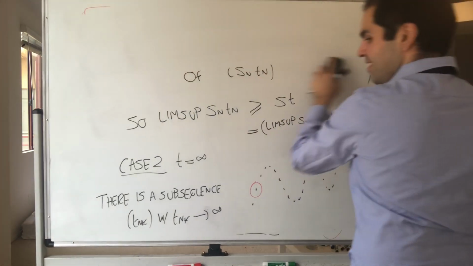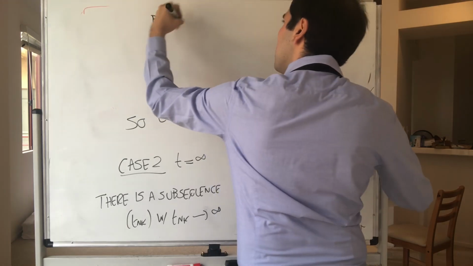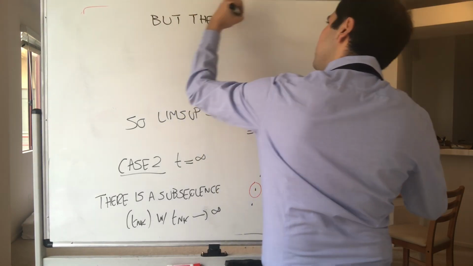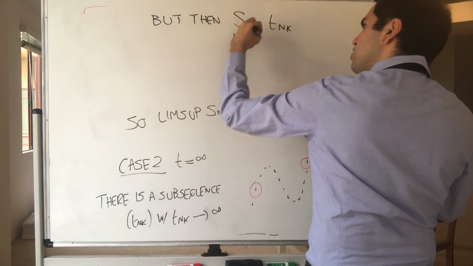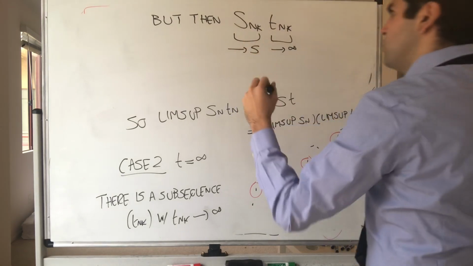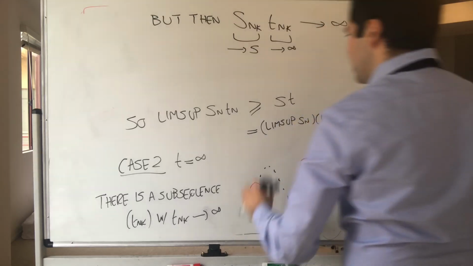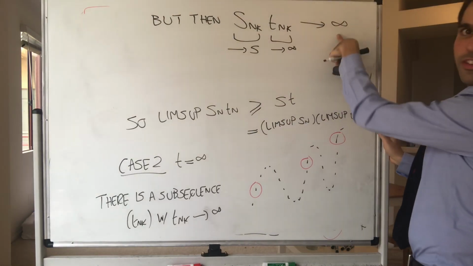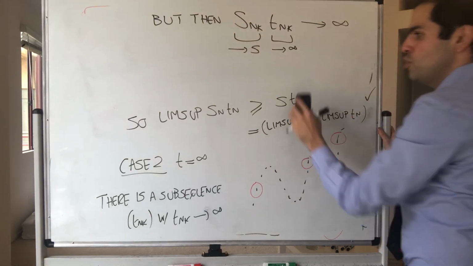Okay. But then, what do we know? You see, Snk times Tnk. Well, this goes to S, and this goes to infinity, and since S was positive, this whole thing must go to infinity. So again, infinity is one possible limit of Sn and Tn, so therefore the Limsup is even bigger.